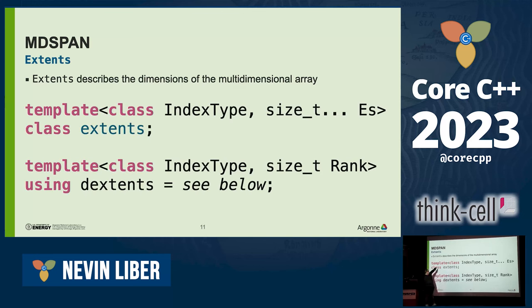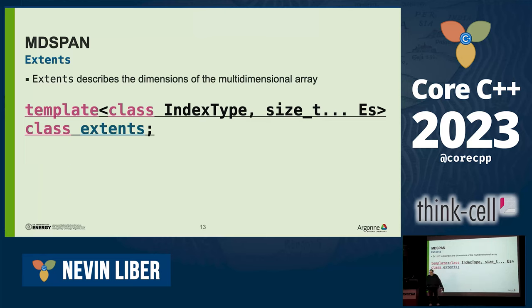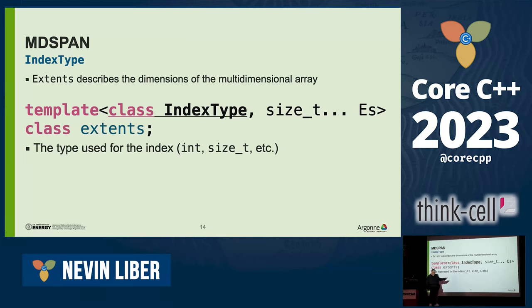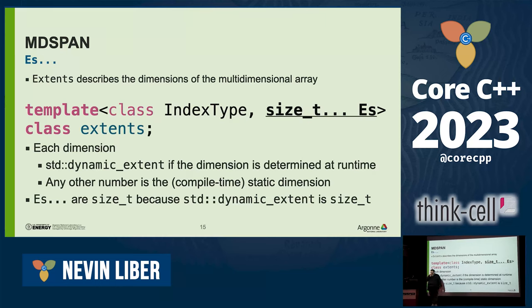It's got a type for the index, which is something that span itself is missing, and then each dimension. And if it's std::dynamic_extent, then the dimension is determined at runtime. Otherwise, it is determined at compile time and will give you better optimizations.